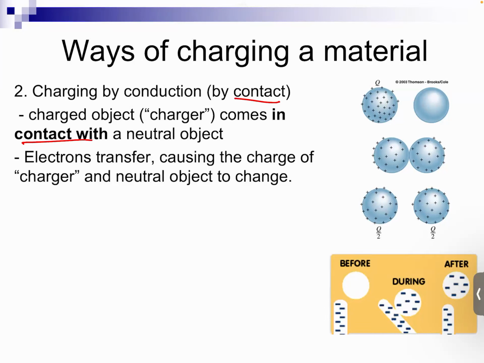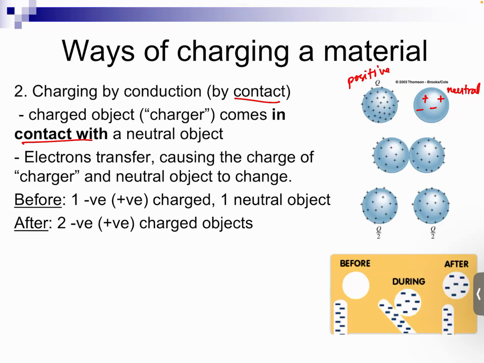You have a neutral object. When we say neutral, it still contains charges, right? It's just that it has equal numbers of protons and electrons, whereas you have here a positively charged object. Okay, so we start with a positively charged object and a neutral object. When they touch each other, the electrons are now free to transfer from one object to another.